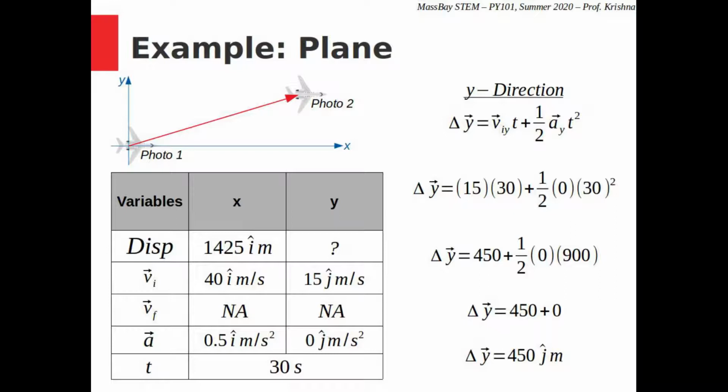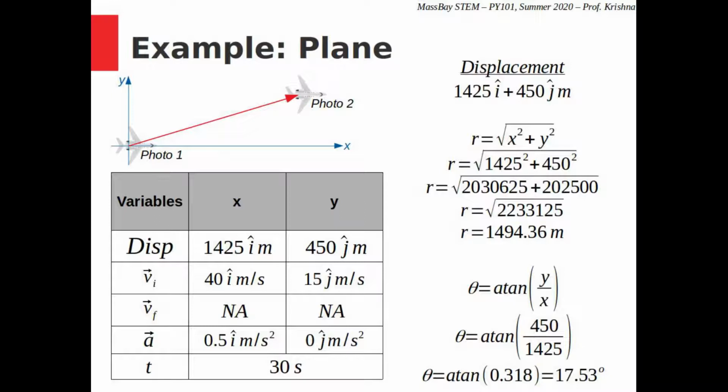Notice that this is a vector in Cartesian notation. We can convert this into polar notation using the equations that we saw in lesson 3. We use the Pythagorean theorem to find the displacement. It is 1,494.36 meters. And we use the arctangent of y over x to find the angle of displacement. It is 17.53 degrees. So, we can equivalently say that after 30 seconds, the plane is located 1,494.36 meters from its starting point at an angle of 17.53 degrees.